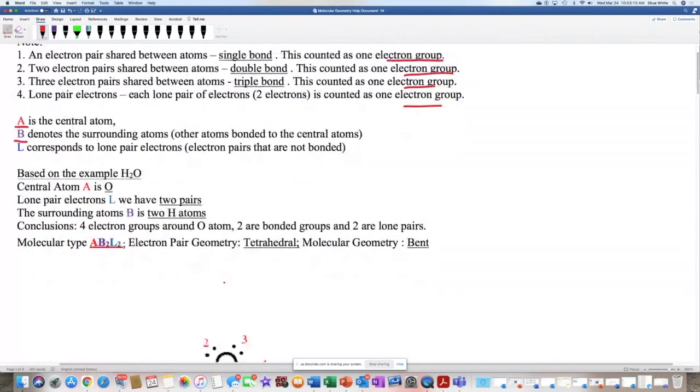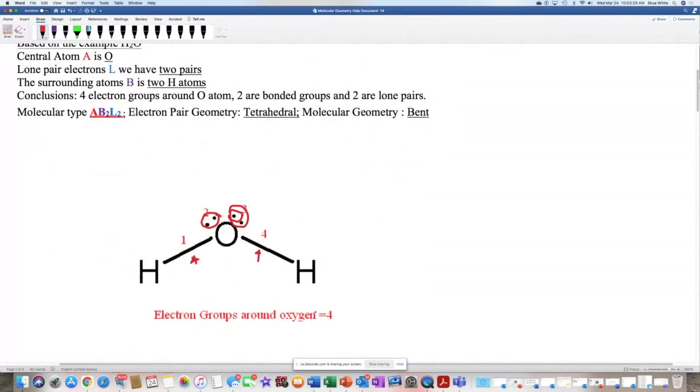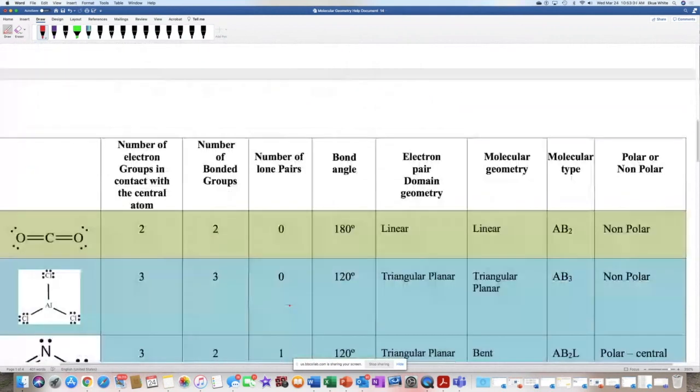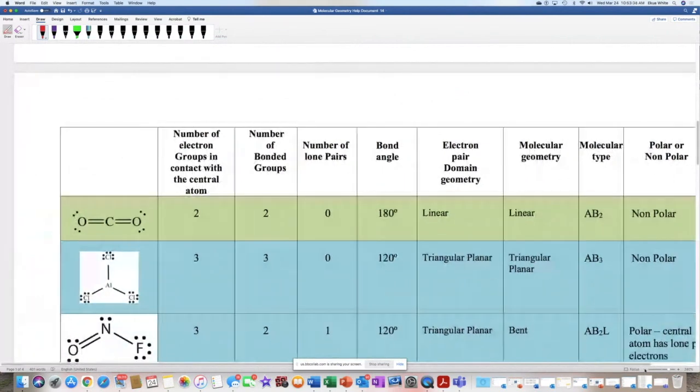If they do, they say A is the central atom, B is a surrounding atom, L stands for lone pair electrons. Now for you guys, your lab didn't really have that. I gave you an example here of how these were grouped together, right? This is a group. This is a group. This is a group. That's a group, and that's a group. Okay. 2 lines and then 2 sets of dots. So oxygen electron groups, 4.